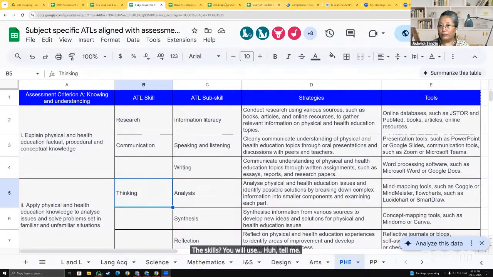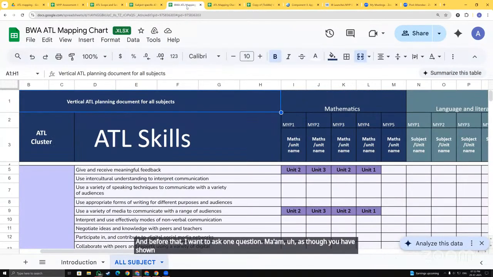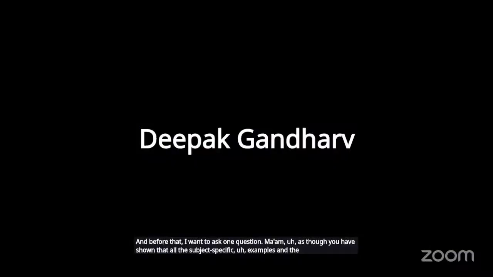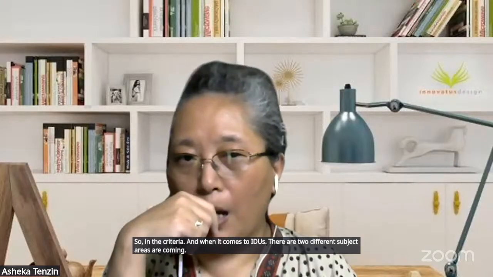So now how do you map the skills? And before that, I want to ask one question. Tell me, Deepak. Ma'am, you have shown all the subject-specific examples and subject-specific progression of these ATL skills in the criteria. And when it comes to IDUs, where two different subject areas are coming together, how will the progression be?